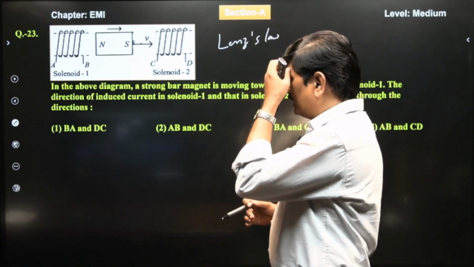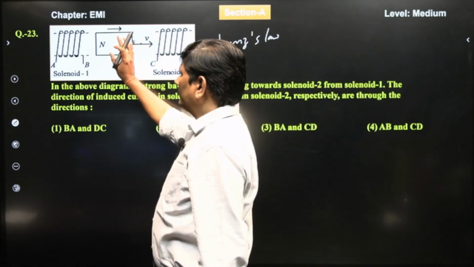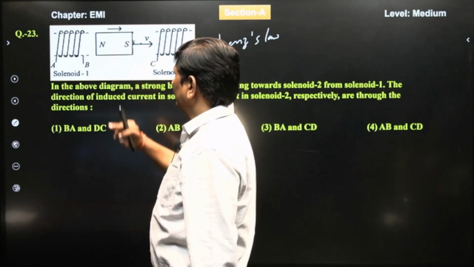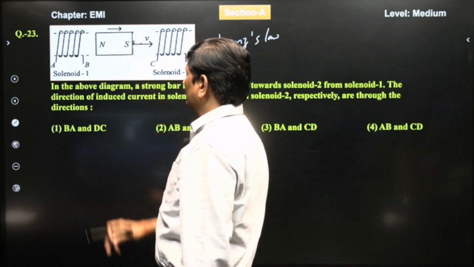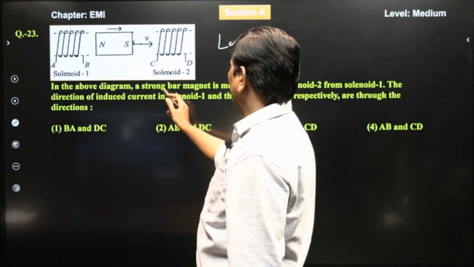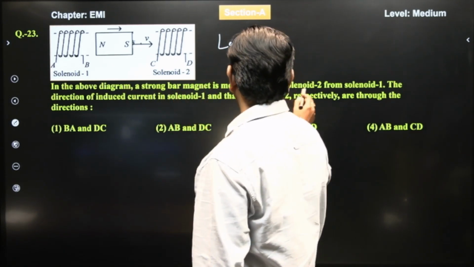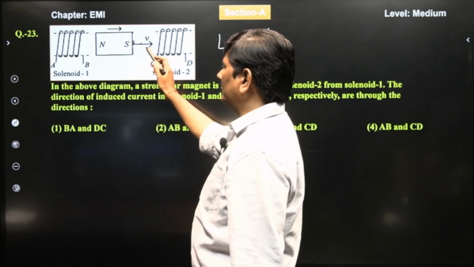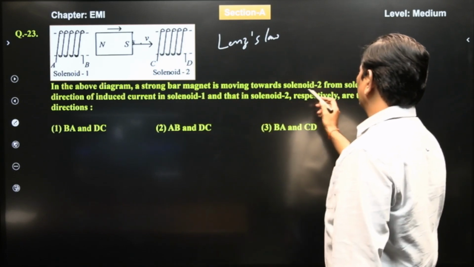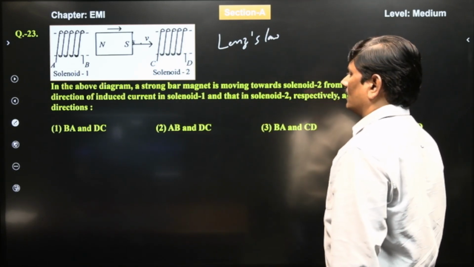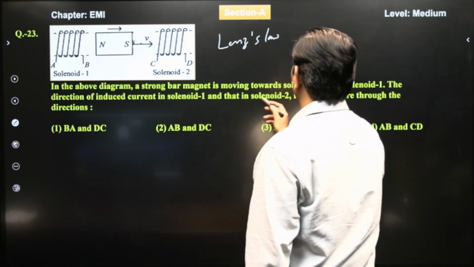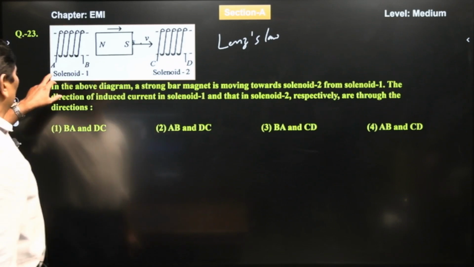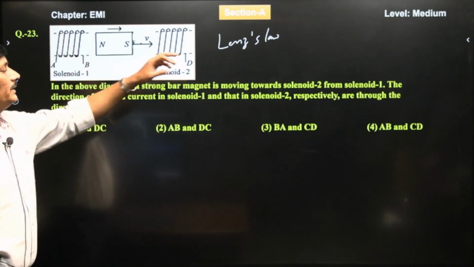Now here we are given a situation. There are two coils, solenoid 1 and solenoid 2, and a bar magnet between them that is in motion. In the above diagram, a strong bar magnet is moving towards solenoid 2 from solenoid 1. The direction of the induced current in solenoid 1 and that in solenoid 2 are respectively what? Here the ends are given as points A, B and C, D.